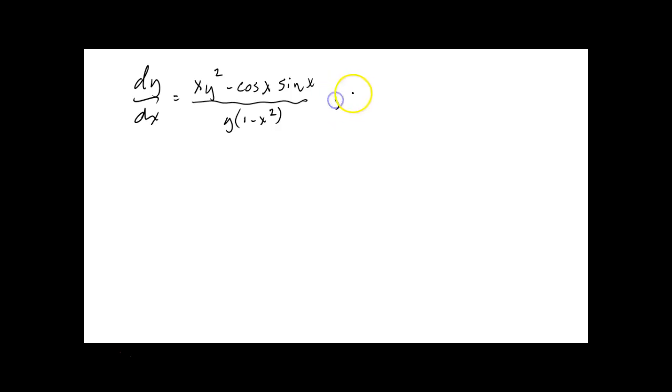Okay, we're in Chapter 2, First Order Differential Equations. 2.4 is exact equations. So we're on page 68, near the top of the page, Example 3, an initial value problem. So let me get my pen set up. Okay, here is the differential equation, dy/dx is equal to (xy squared minus cosine x sine x) divided by y times (1 minus x squared). And they give us here that y of 0 is equal to 2.